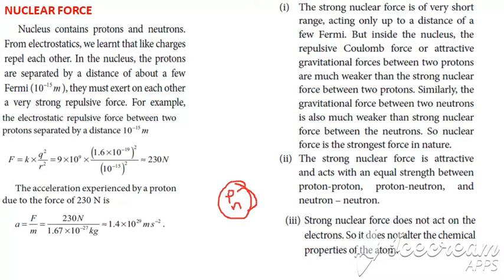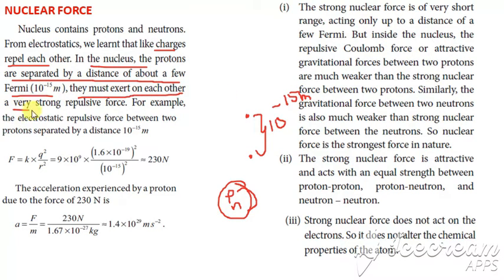So when you see here, from electrostatics we have learned that like charges repel each other, and in the nucleus protons and neutrons are separated by a very small distance. Okay, so proton-உம் நியூட்ரானையும் ஒரு small distance separate பண்ணி வச்சிருக்கோம். The distance is 10 power minus 15 meter. Okay, and they must exert on each other a very strong repulsive force. So இது ரெண்டுத்துக்கும் நடுவில் ஒரு strong repulsive force இருக்கும்.